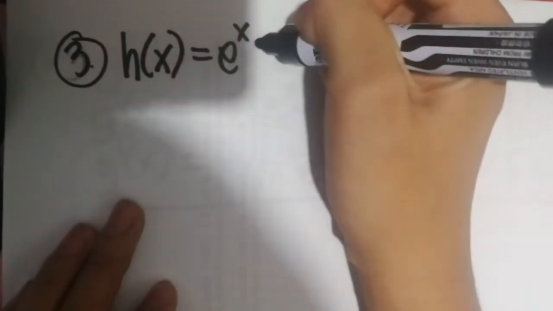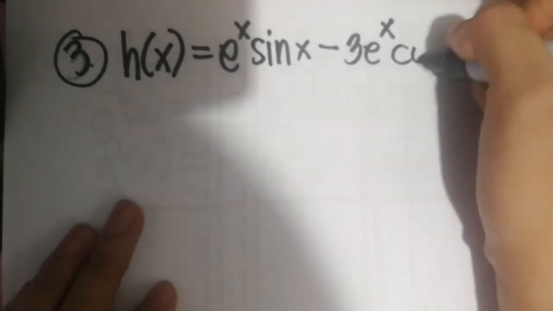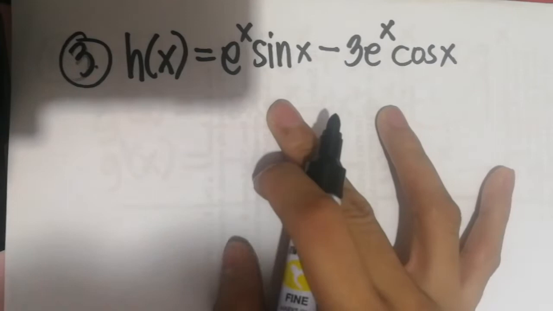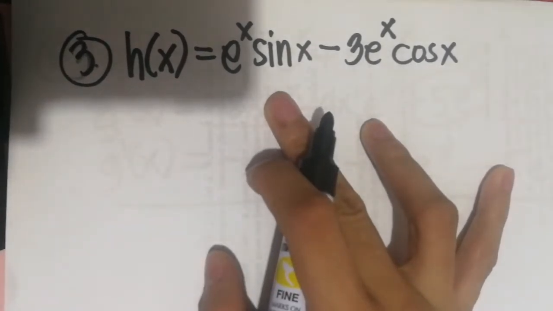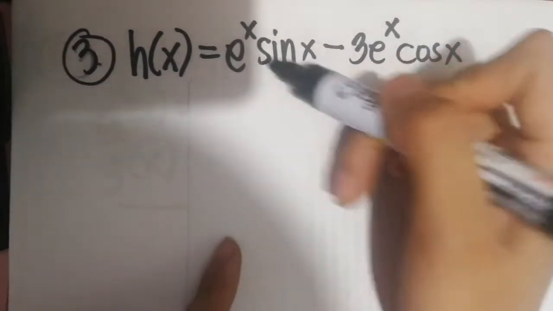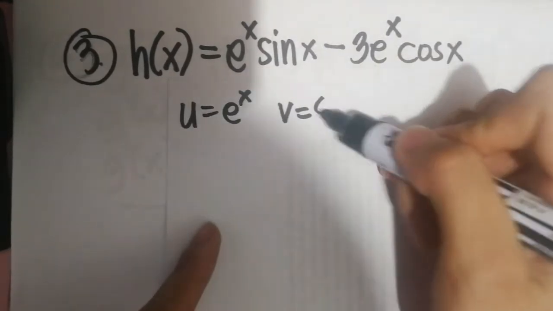Example number 3. So we have h of x is equal to e raised to x power sine x minus 3e raised to x power cosine x. So get the derivative of each term. We have two terms here, and you have to use the product rule again. So the first term is e to the x times sine x. So let u is equal to e raised to x power, then v is sine x.